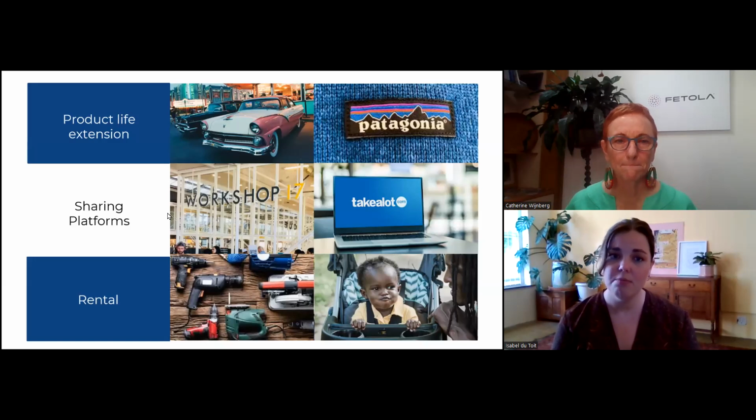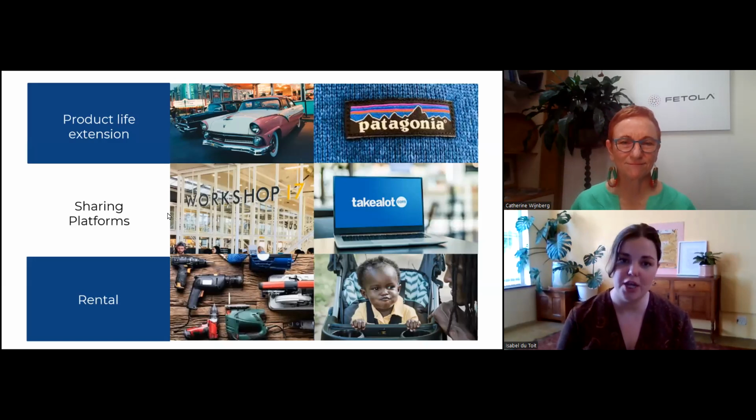Sharing platforms were taken up a lot by the service industry businesses. Workshop 17 is a great example of this. It's where you share your space. It can be a virtual space or a physical space, but you share your space with others. And Fetola actually does this.